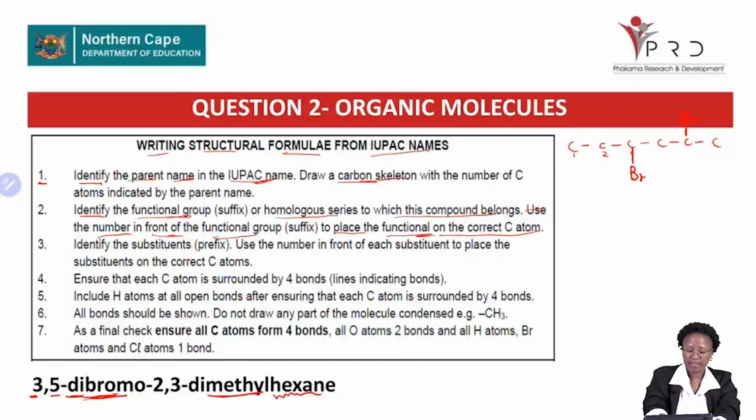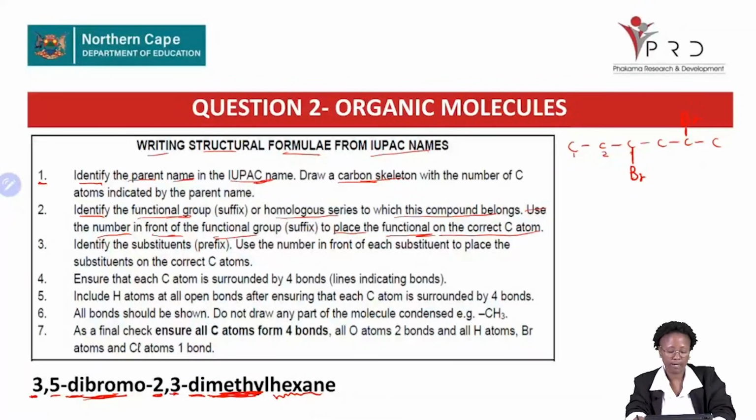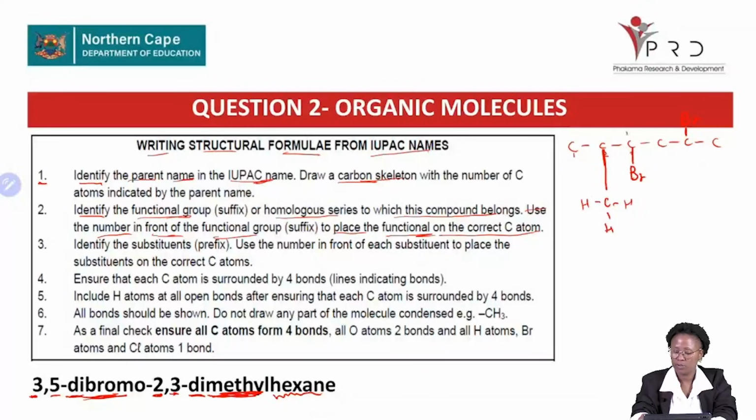Then I have a methyl. Where is my methyl? Dimethyl. How many of them? 2, the first one is on carbon number 2 and the other one is on carbon number 3. So I'm going to put a methyl here. There is my methyl. And then on carbon number 3, I also have a methyl. Sorry about going overboard. And then another hydrogen, another hydrogen, another hydrogen.